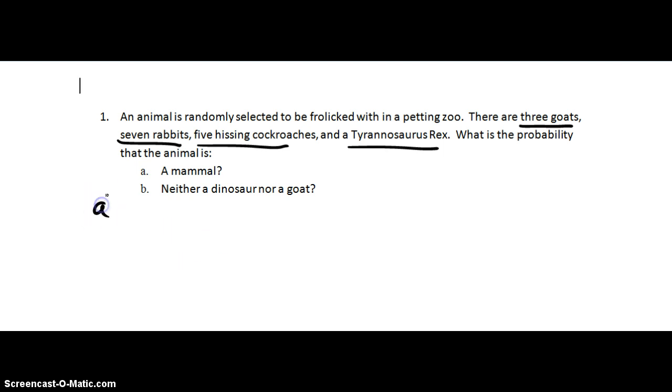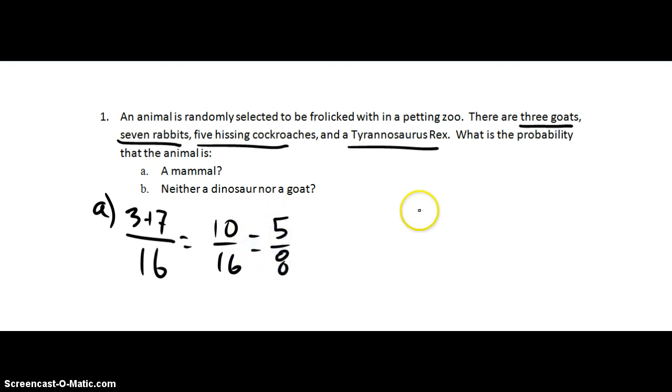Okay, so for A here, it's out of 16. How many of those animals are mammals? Well, we know that goats are mammals, we know that rabbits are mammals, so 3 plus 7, right? So that means it's 10 out of 16, and that is a fine answer. You could simplify that fraction. In IB Math Studies, you actually don't have to, but you could simplify that fraction to 5 over 8, right?